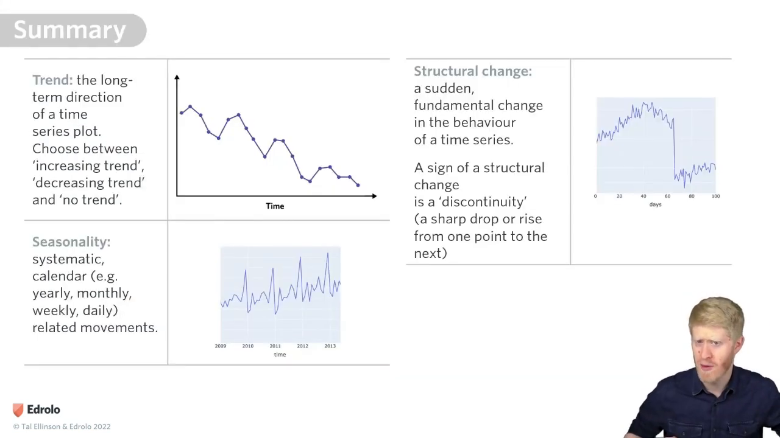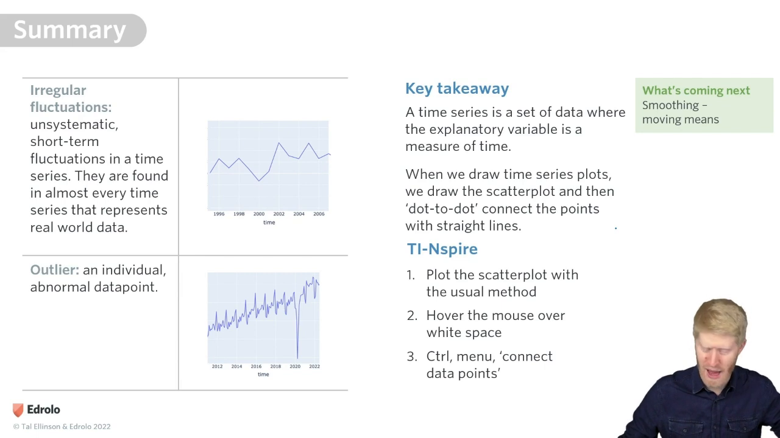All right, we have a summary here of all the key ideas from today: the definitions for trend, seasonality, structural change, irregular fluctuations and outliers, and a reminder of the definition of a time series. It's got time on the explanatory axis. I'll see you next time for smoothing means.